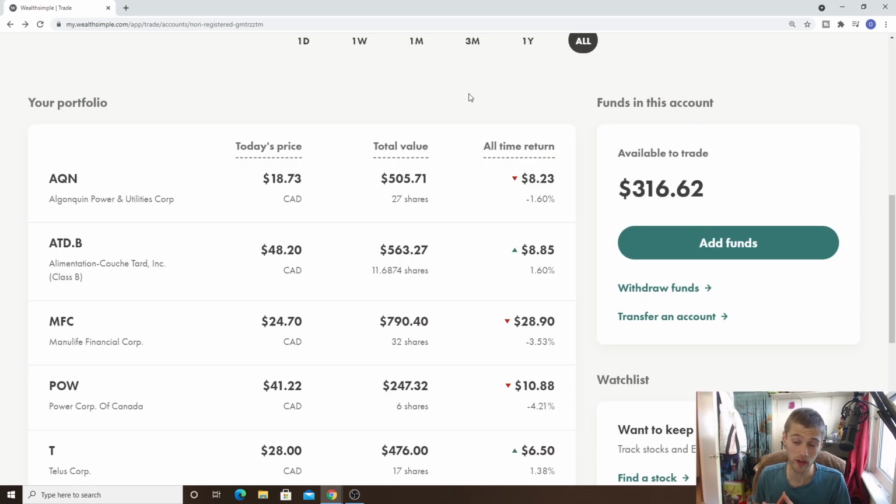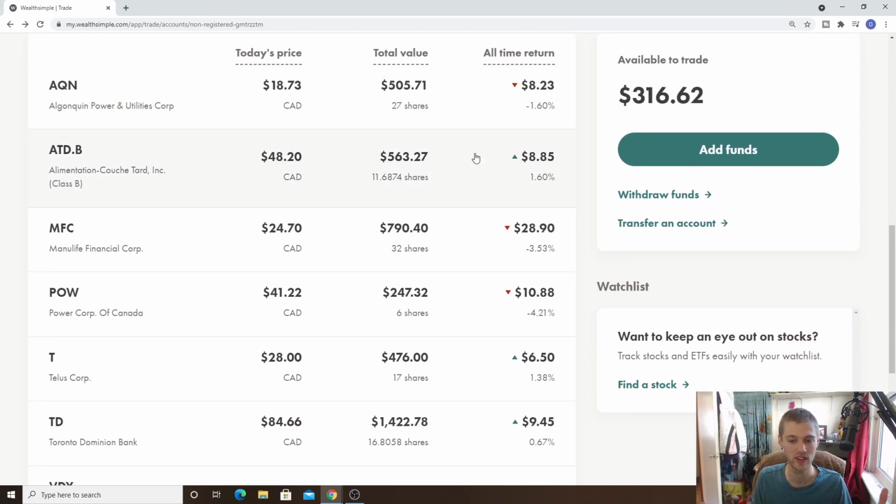All right, so we have a total of $316 to trade inside of our Wealthsimple Trade account. And just taking a peek at some of the stocks here, you guys can see that pretty much everything inside our portfolio took a bit of a hit. Almost everything is in the negative other than a few stocks.